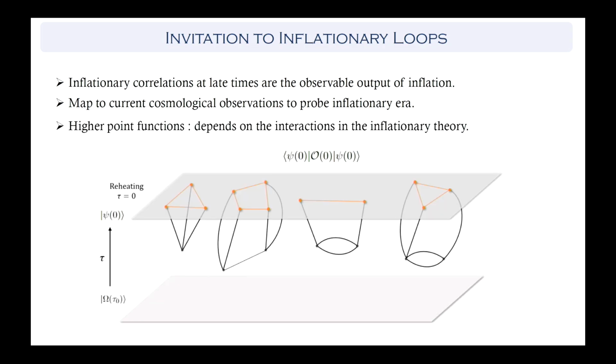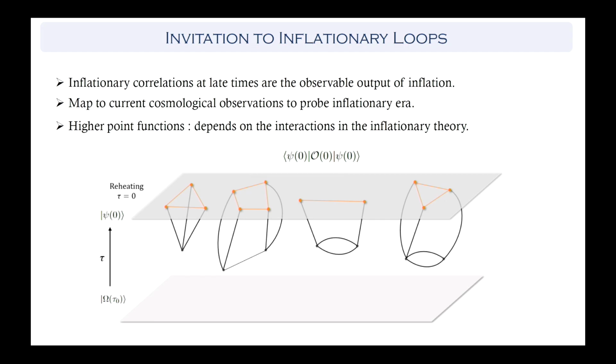To be more precise, the object we are interested in computing is the in-in correlation, where we compute the expectation value of some operator O on some state psi at time tau goes to 0, which is the end of inflation. But the state psi has evolved from some background omega at early times. As the field evolves, there can be interactions in the bulk which will reflect in the boundary correlations that we are computing. These interactions can be contact, exchange, or loops.